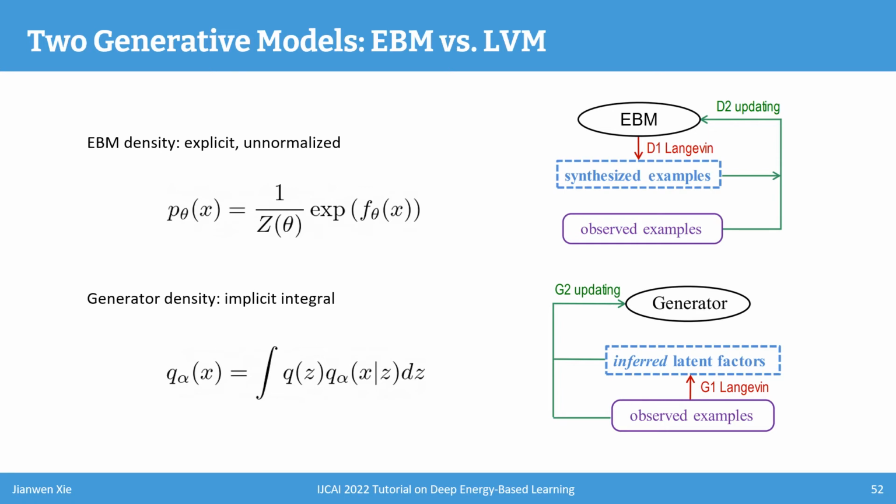Intuitively, in Langevin inference step, the generator is thinking about each observed example by inferring the latent factors that can reconstruct it. The thinking involves explaining away reasoning. The latent factors compete with each other in the Langevin inference process to explain the example. In the reconstruction step, the generator updates its parameters to make the thinking more accurate.